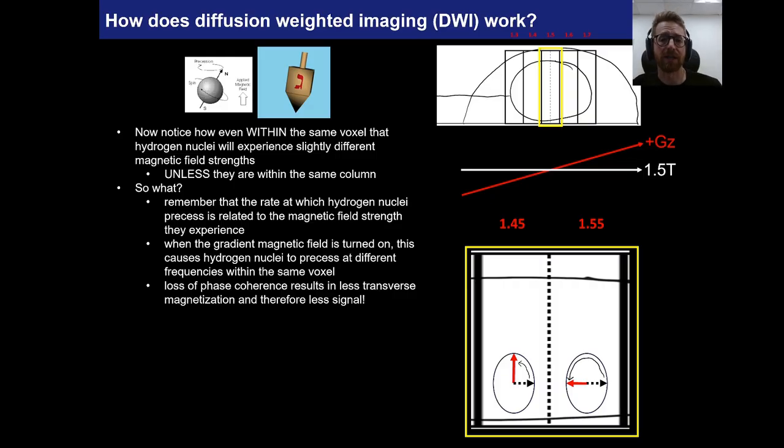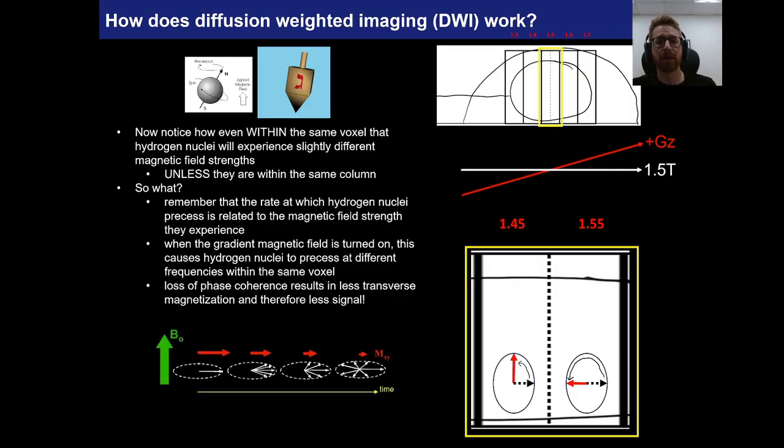So this is going to result in loss of phase coherence. Why do we have loss of phase coherence? Well, anytime we have spins that are pointing at different positions along the clock face, we're losing phase coherence. And remember, when we lose phase coherence, we lose signal.